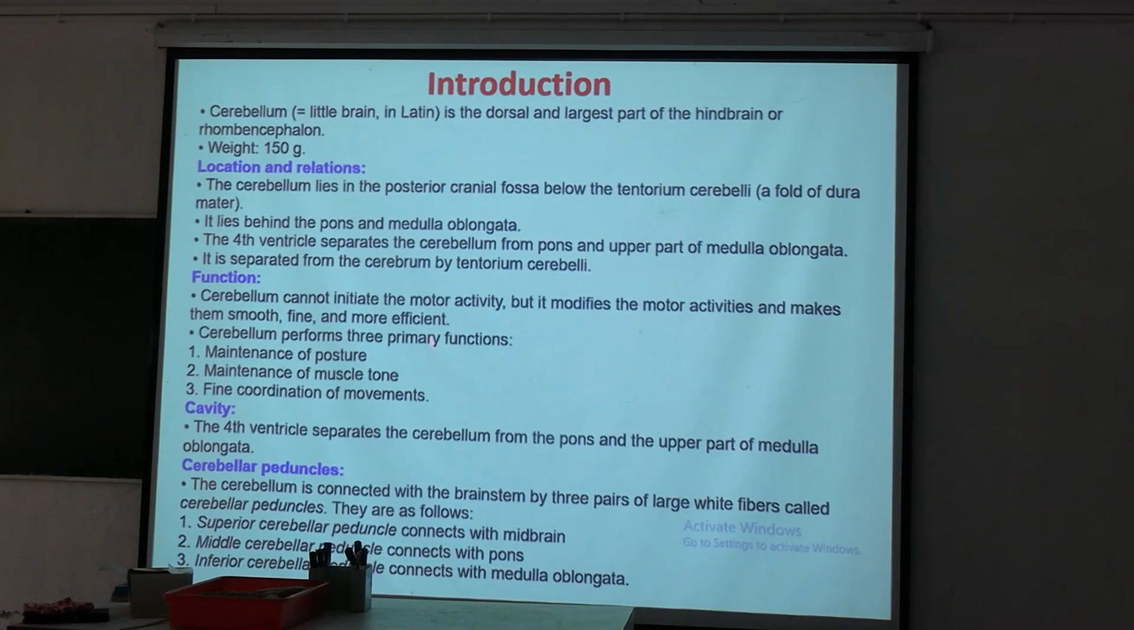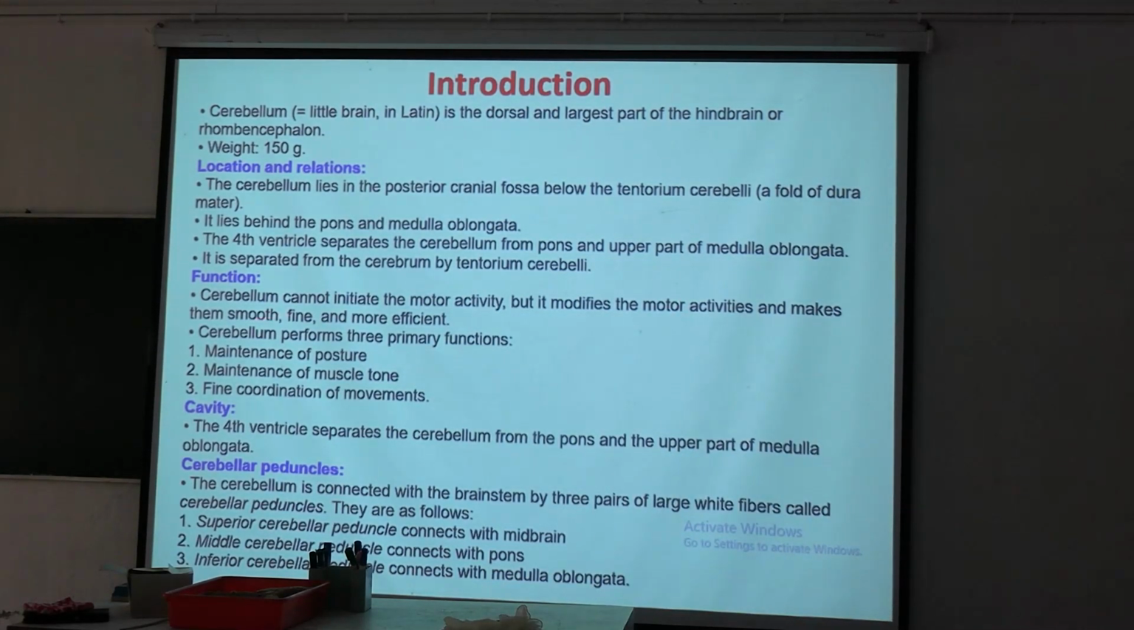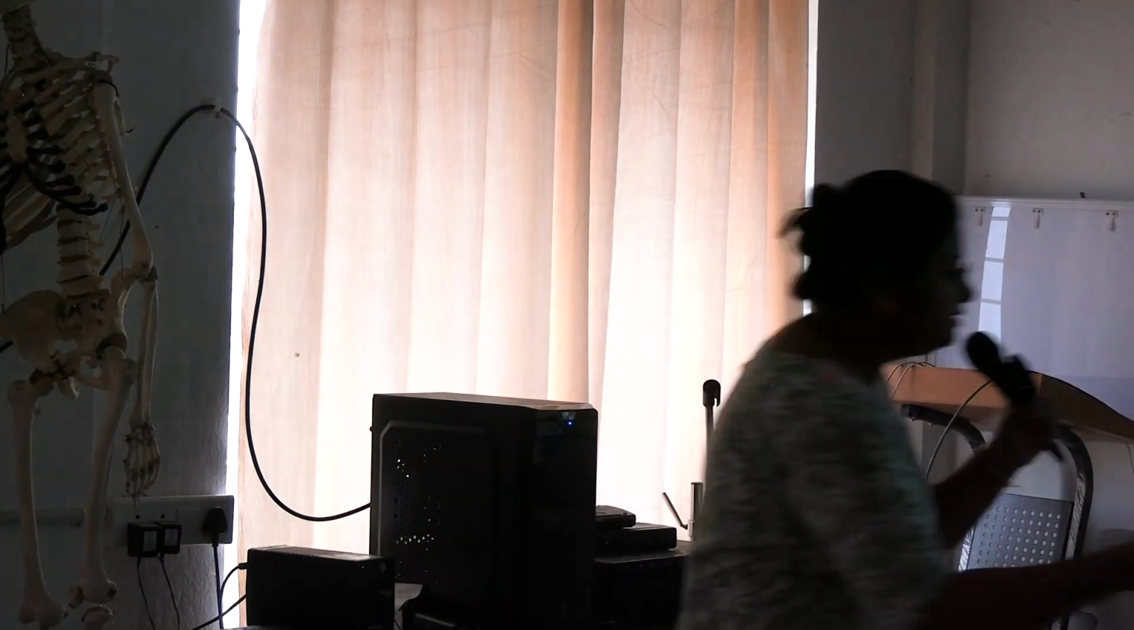What are the functions? Cerebellum cannot initiate the motor activity, but it modifies the motor activities and makes them smooth, fine and more efficient. Cerebellum performs three primary functions: maintenance of posture, maintenance of muscle tone, and fine coordination of movements. Functions are very frequently asked in your viva. Okay.